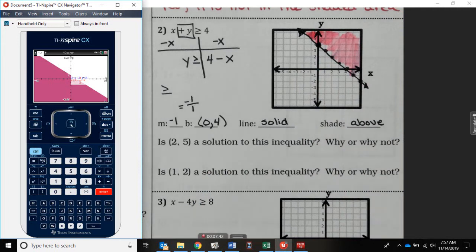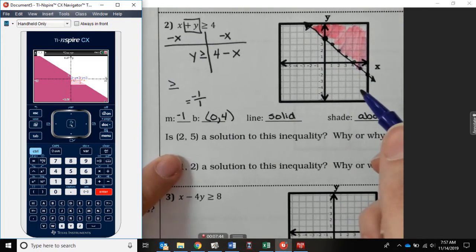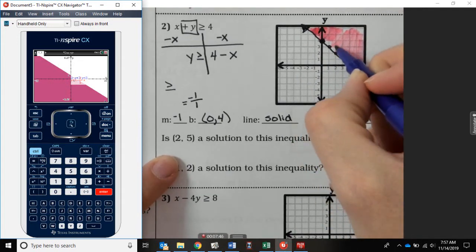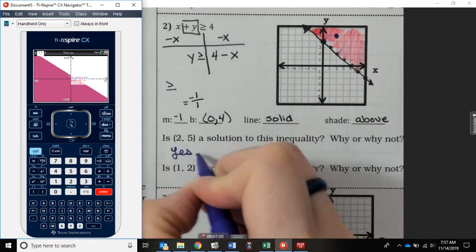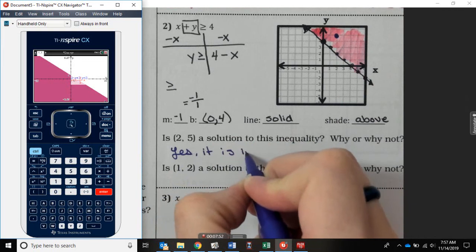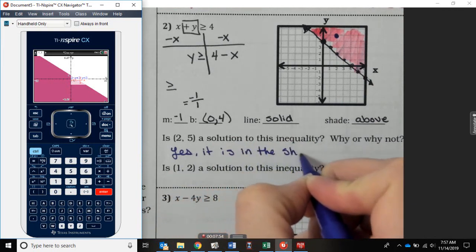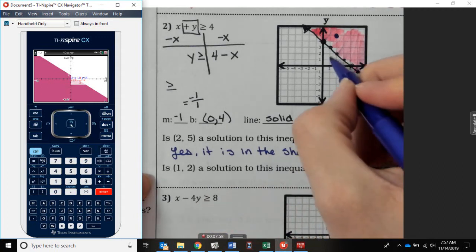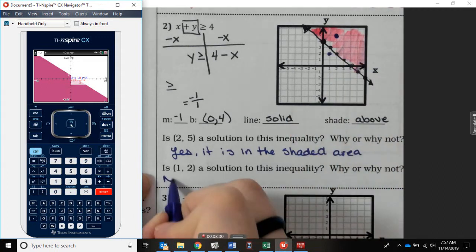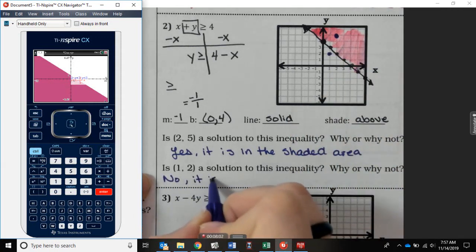So now the solutions. Is 2, 5 a solution? Well, 2, 5 falls in the shaded area, so yes, it is in the shaded area. Okay, is 1, 2 a solution? No, because it's not in the shaded area.